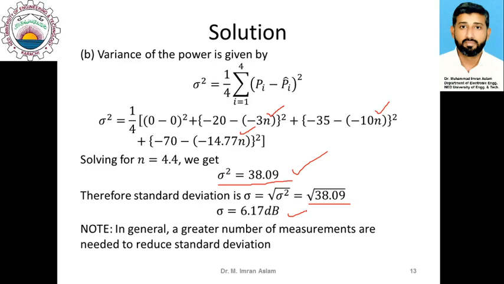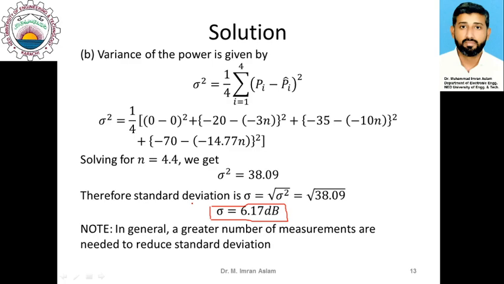Again, I must remind you that this shadowing standard deviation is also in decibels, because we are calculating all the powers in decibels, so this standard deviation also comes out in decibels. This 6.17 decibel standard deviation is relatively large. Actually, it's a large number.